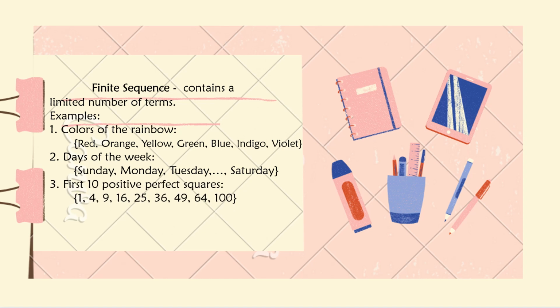Next, first 10 positive perfect squares. So nagbigay siya ng condition. First 10 lang. So we have 1, 4, 9, 16, 25, 36, 49, 64, and 100. So perfect square. 1 square is 1, 2 square is 4, 3 square is 9, 4 square is 16, 5 square is 25, and so on.